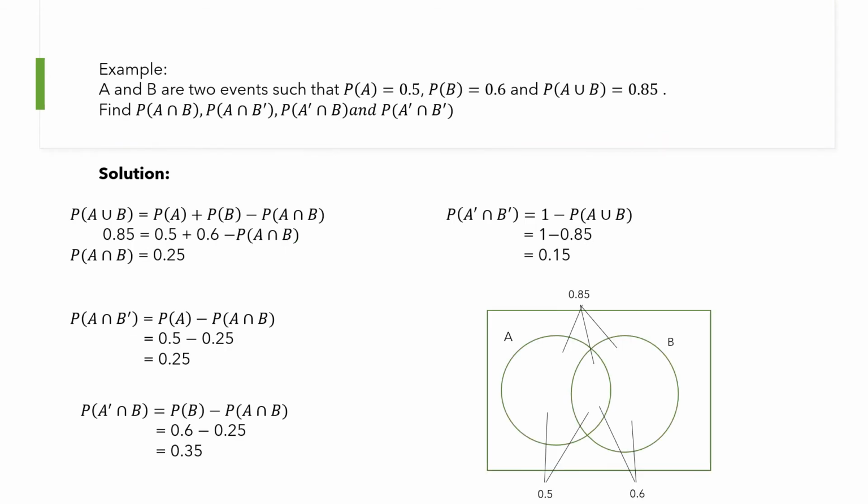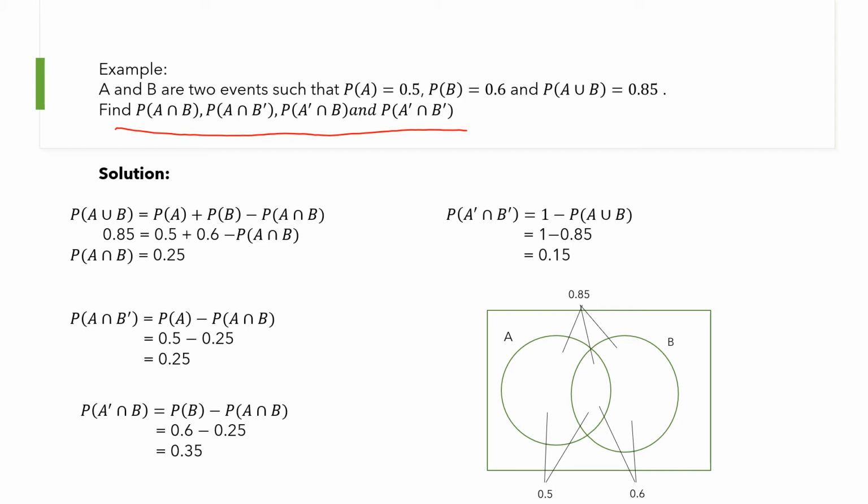A and B are two events such that P(A) equals 0.5, P(B) equals 0.6, and P(A union B) equals 0.85. So you have to find all the answers. Okay, solution. The first one, P(A intersect B), because we want to find it but we don't have the data here.